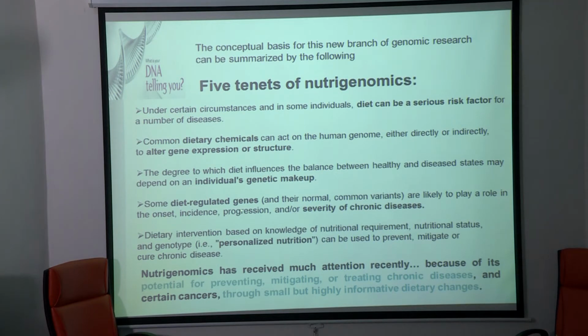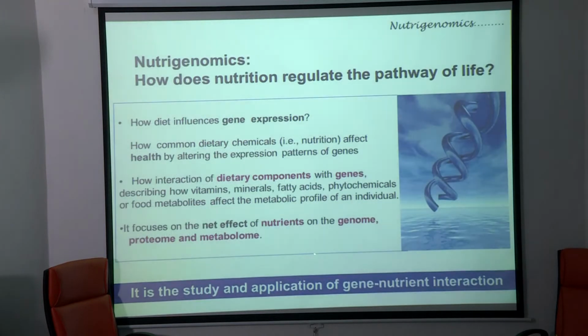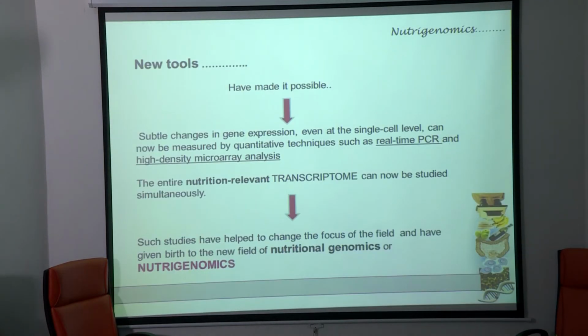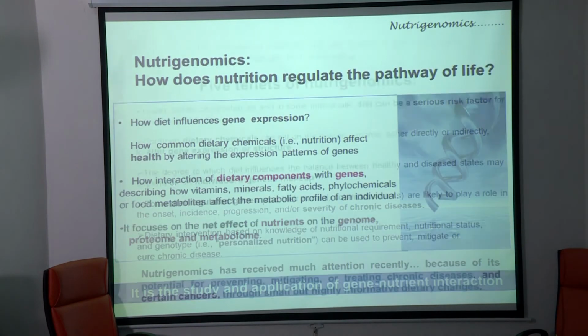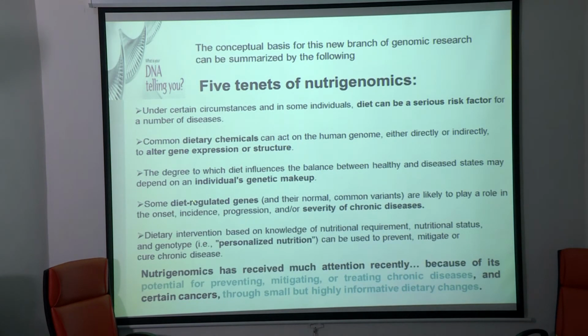Some diet regulated genes are likely to play a role in the onset or progression or the severity of chronic diseases. So based on this, dietary interventions can be used to prevent those diseases or to reduce or cure those diseases. And by dietary interventions, we can come down to a very personalized nutrition level.